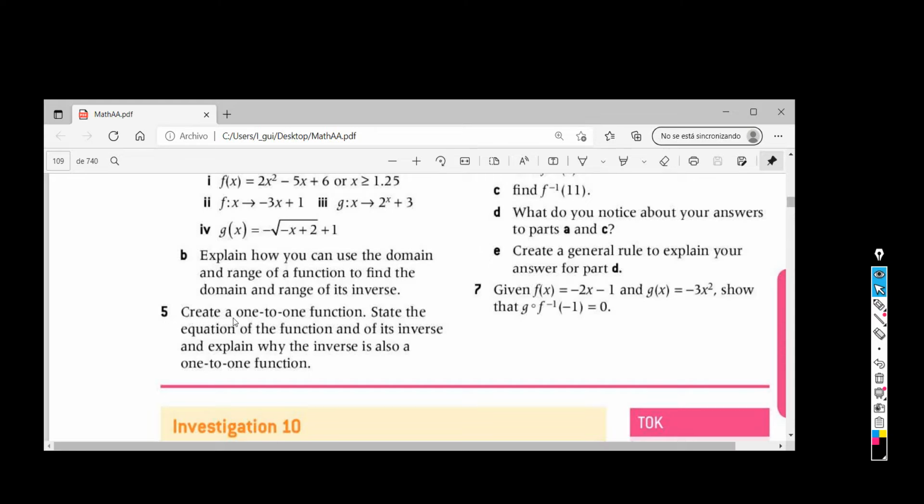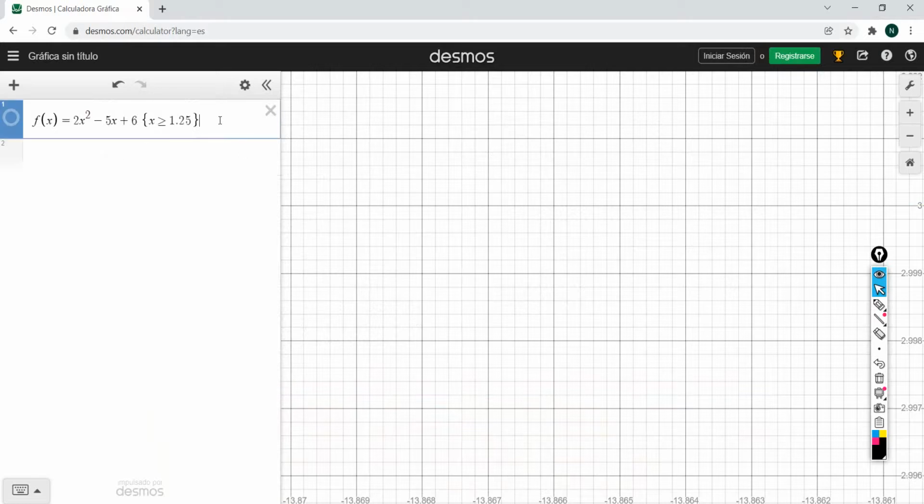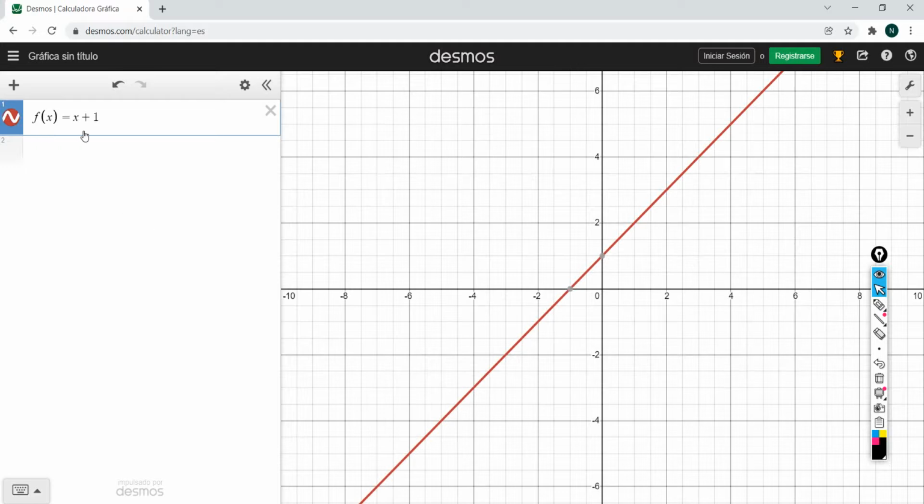Number 5, create a one-to-one function. State the equation of the function and of its inverse and explain why the inverse is also a one-to-one function. Let's use Desmos for this too. You can do something as simple as this, guys. That's it. f of x equals x plus 1. This is a function f.